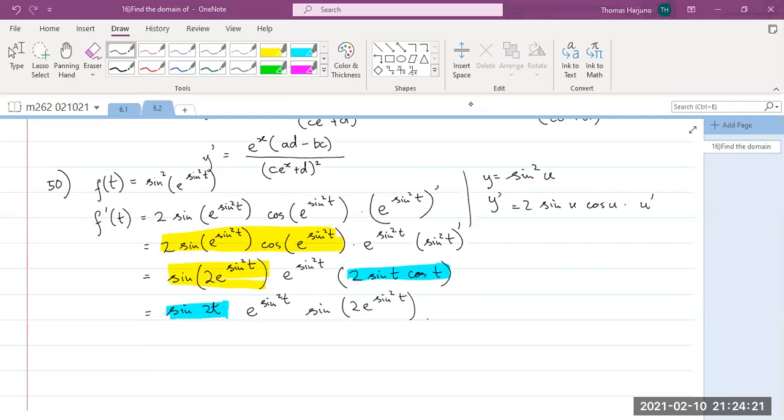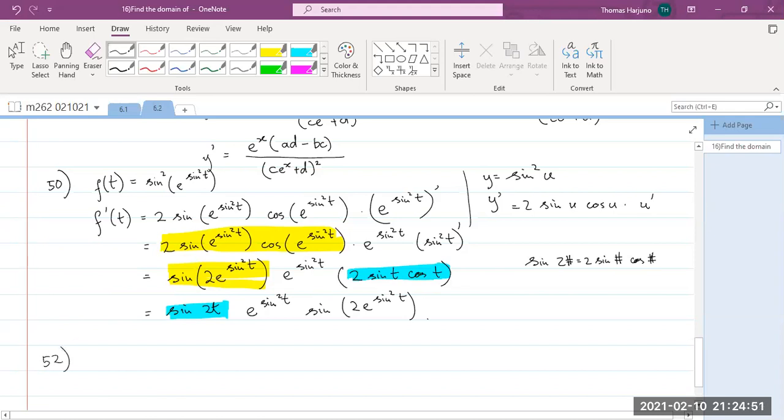Okay, remember sine 2 blah equals 2 sine blah cosine blah. And that blah can be anything ugly, but it would still work the same way. That's for number 50. Let me do number 52.